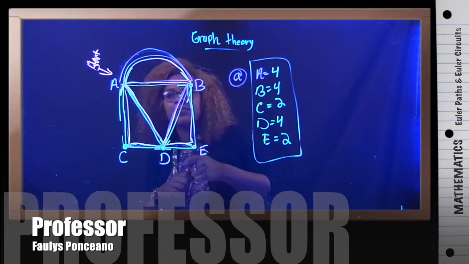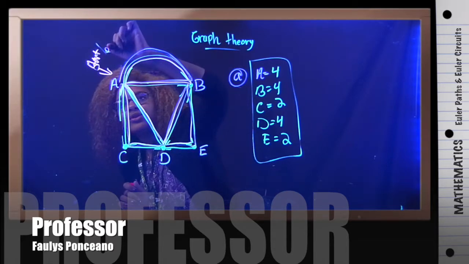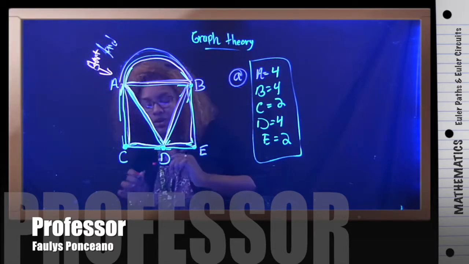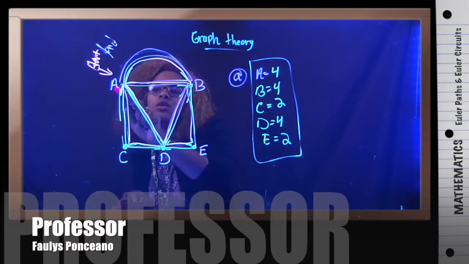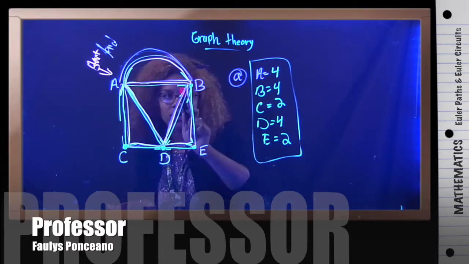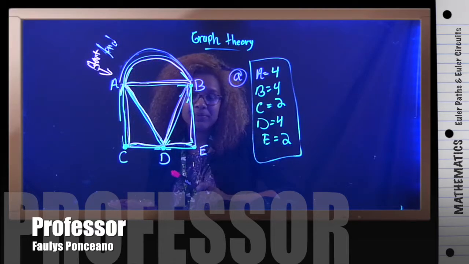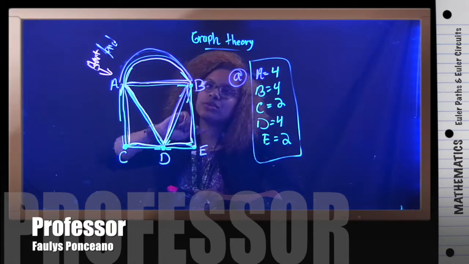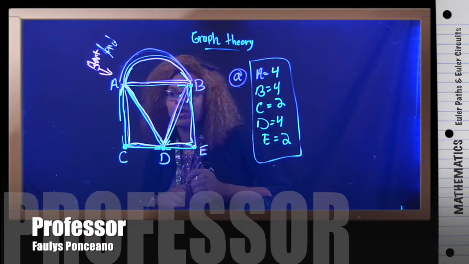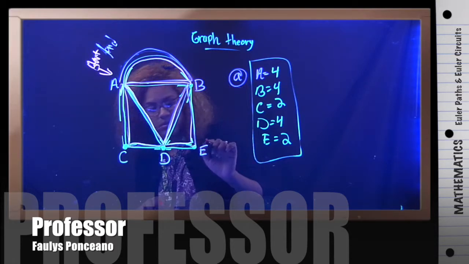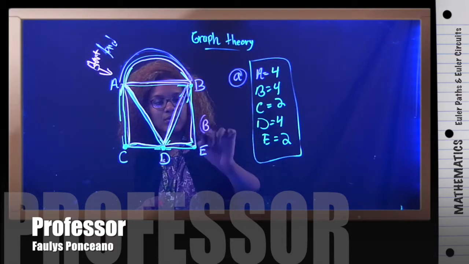So a circuit, where you start, you must end. Okay? And you cannot repeat. You cannot go from A to B and then back and forth. You can only go through the edge one time. Pass the edge only one time. And that was for part B of the question.